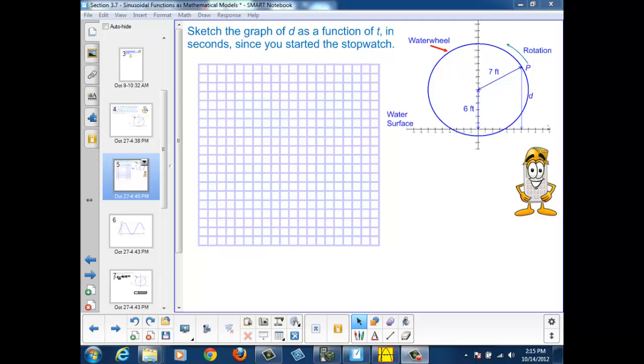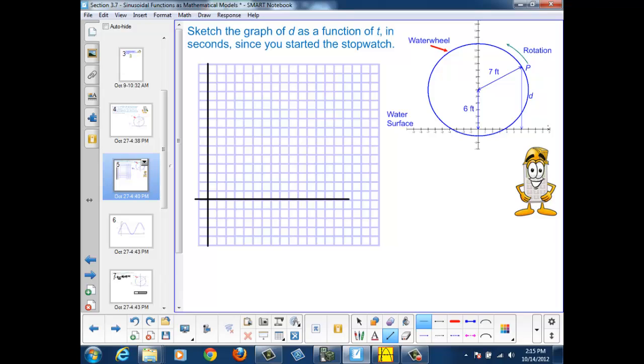Our first task: sketch the graph of D as a function of t in seconds since you started the stopwatch. Okay, well, to do that, we're going to need a set of axes. So we'll start there. Then we'll start creating our image, or our graph.